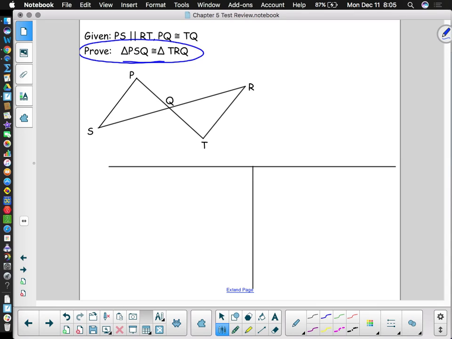So, let's start it out. Oh, I'm missing some segment markers here. Sorry. All right. So PS is parallel to RT and PQ is congruent to TQ. By the way, when I look at this picture, is there anything jumping out that we're probably going to want to use at some point? Vertical angles are there. Yep, we're going to want to use that. So file that one. See, you told me you didn't know anything. You knew something.